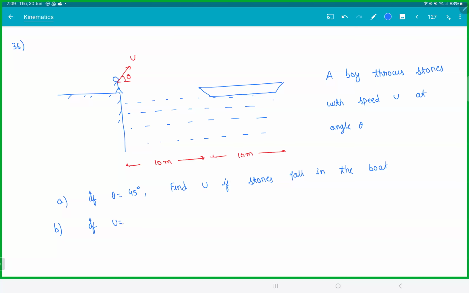Same thing, reverse. Now let's say u is 20 meters per second. Find theta if stones fall in the boat. Let's get this.